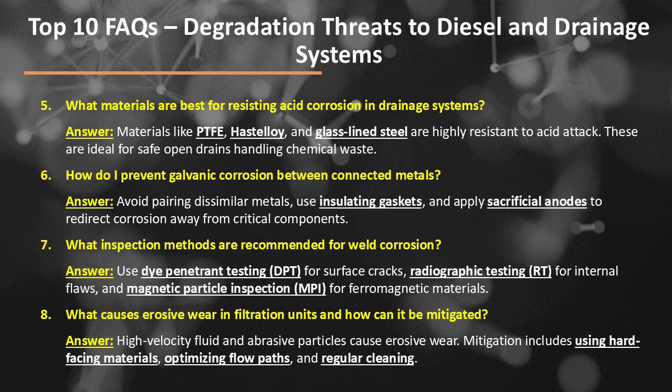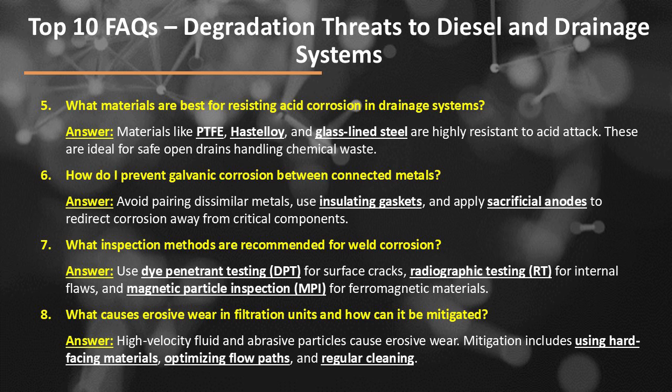Question number 5. What materials are best for resisting acid corrosion in drainage systems? The answer is, materials like PTFE, Hastelloy, and glass-lined steel are highly resistant to acid attack. These are ideal for safe open drains handling chemical waste.